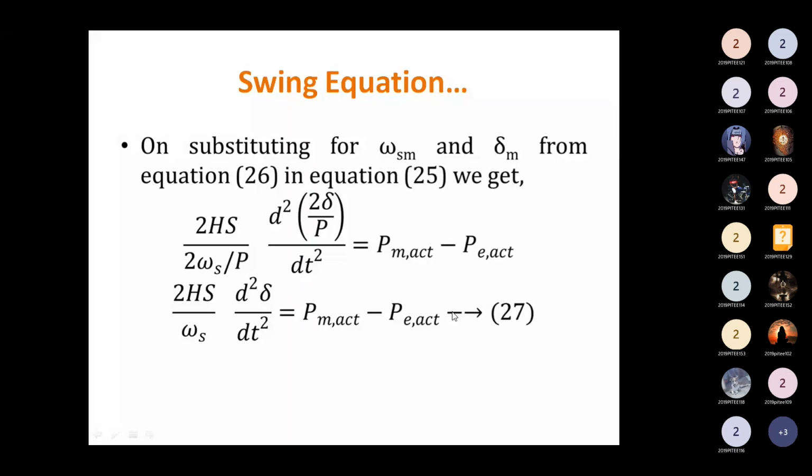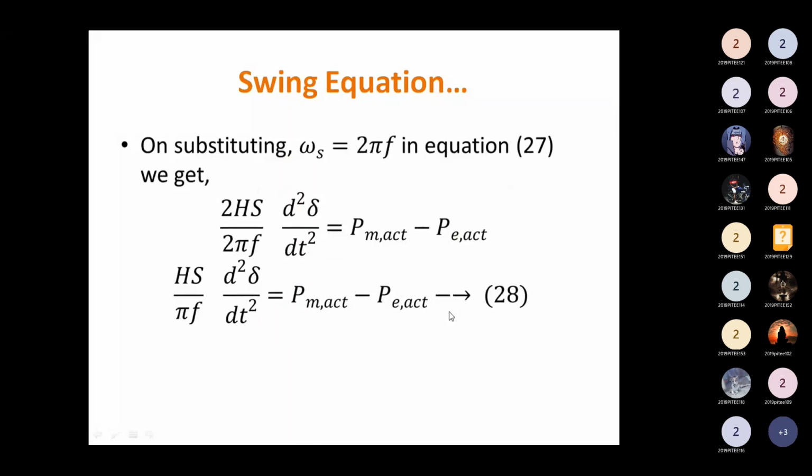So now substitute omega s equal to 2 pi f in equation number 27. If I am substituting omega s equal to 2 pi f, here 2 HS by 2 pi f, so the 2 gets cancelled. The remaining term is HS by pi f d square delta by dt square equal to Pm actual minus Pe actual, equation 28.